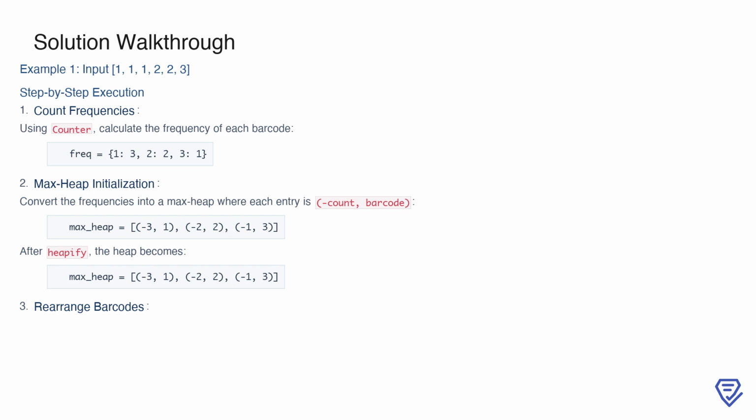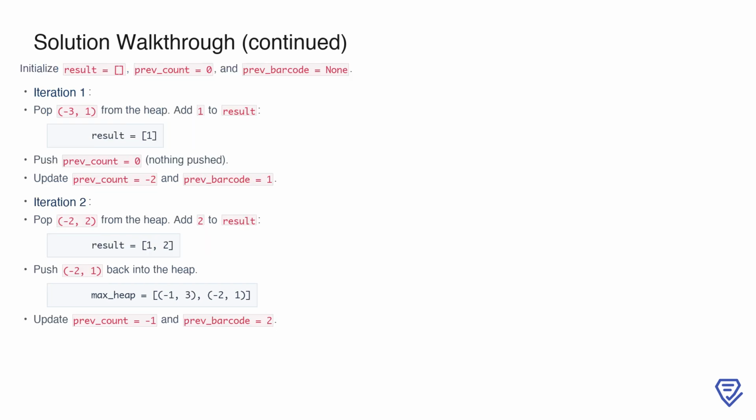With this preparation done, we can now focus on rearranging the barcodes to ensure no two adjacent barcodes are the same. We initialize three variables: an empty list result to store the final arrangement, prev_count as 0, and prev_barcode as None to keep track of the previously used barcode. In the first iteration, we pop the most frequent barcode, (-3, 1), from the heap. We add 1 to the result, making it [1]. Since prev_count is 0, there's nothing to push back into the heap. We then update prev_count to -2 and prev_barcode to 1.